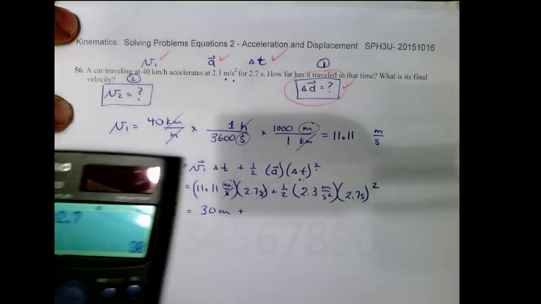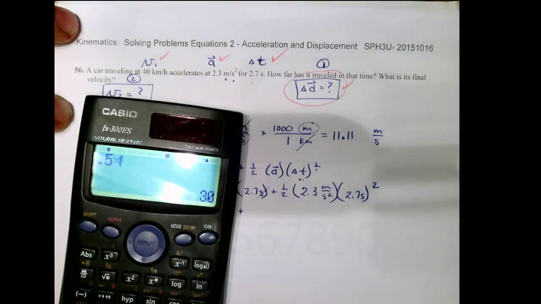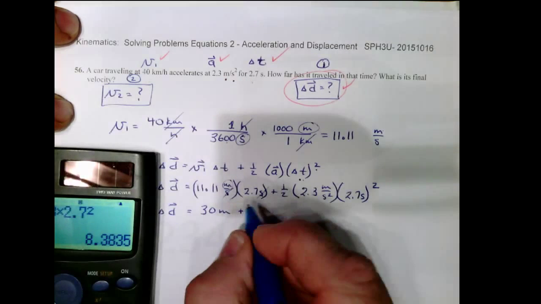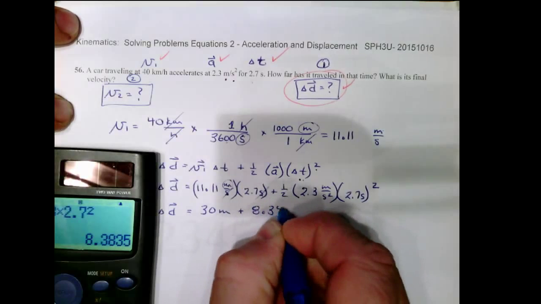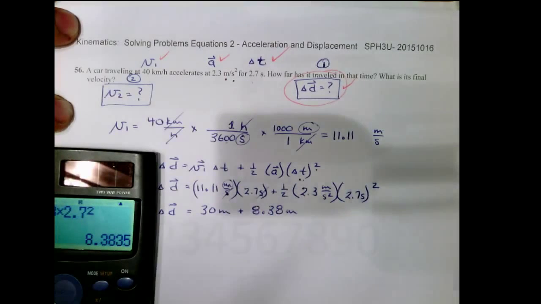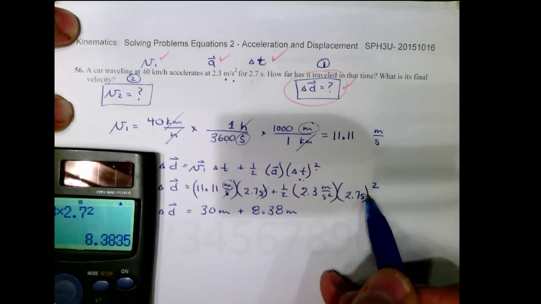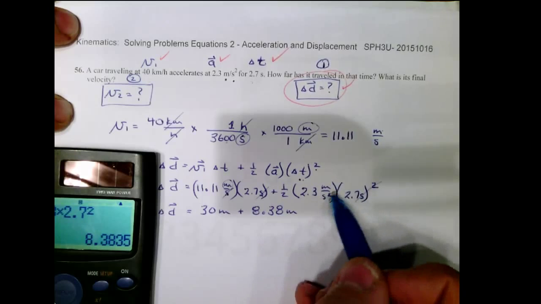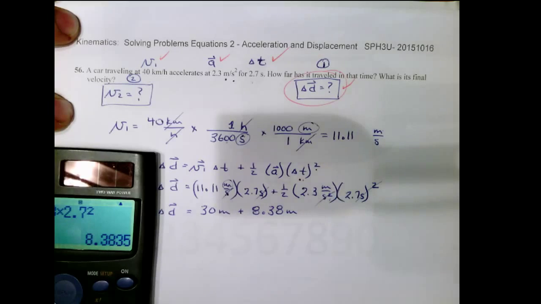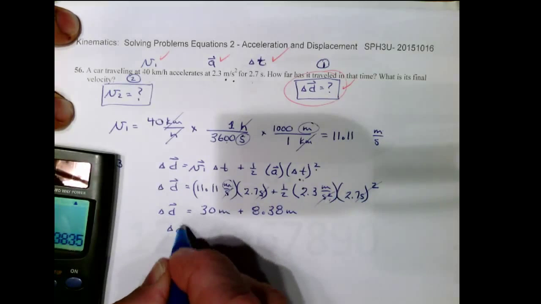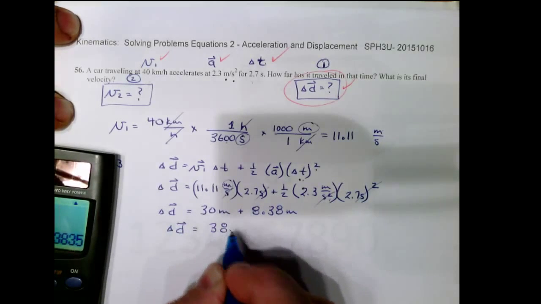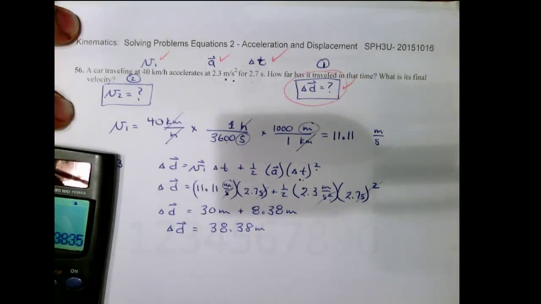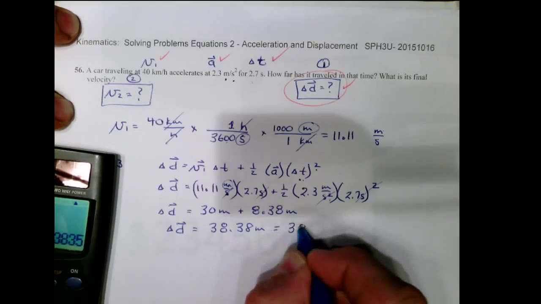Now let's check the second expression. 0.5 times 2.3 times 2.7 squared. And that comes out to be 8.38 meters. How do I know it's meters? Well, let's double check. I have meters in the numerator, that's good. Seconds squared in the denominator times seconds squared in the numerator, so the seconds squared cancel each other out, so I'm left with units of meters. So that's good. So my delta d total is 38.38 meters. So maybe we'll call it 38.4 meters.